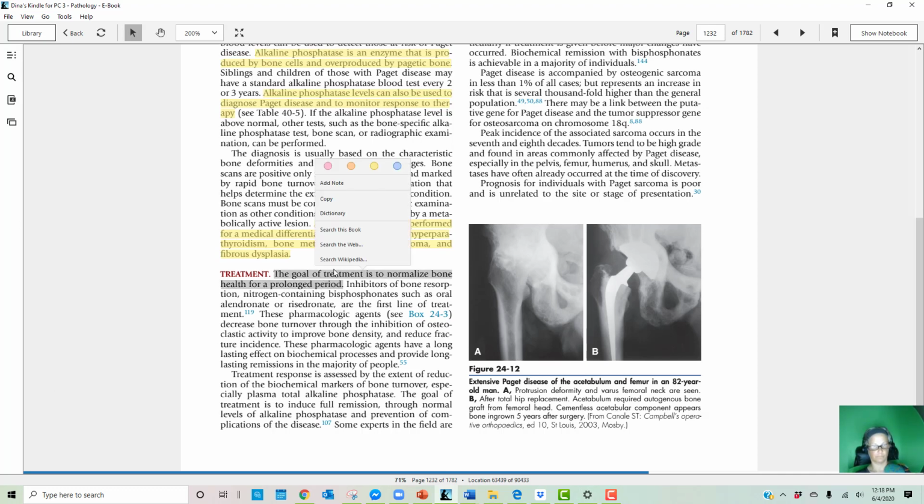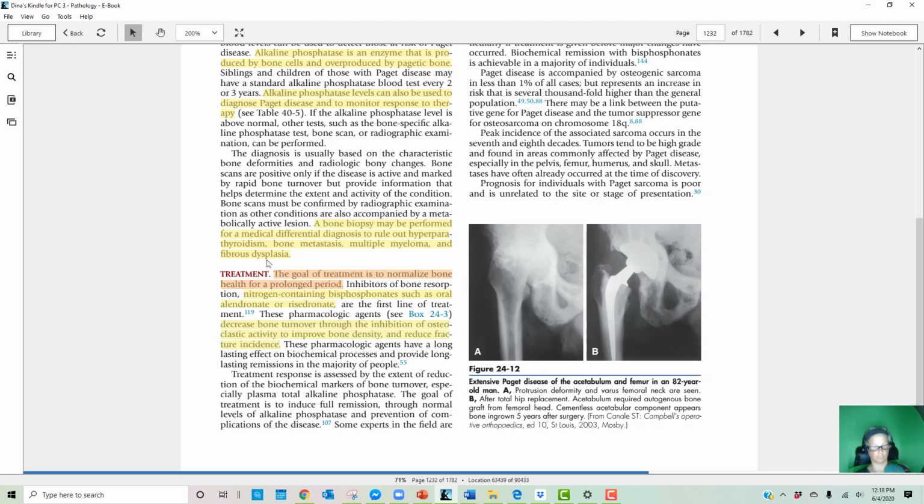Inhibitors of bone resorption, nitrogen-containing bisphosphonates such as alendronate or risedronate, are the first line of treatment. These pharmacologic agents, see Box 24.3, decrease bone turnover through the inhibition of osteoclastic activity to improve bone density and reduce fracture incidence.